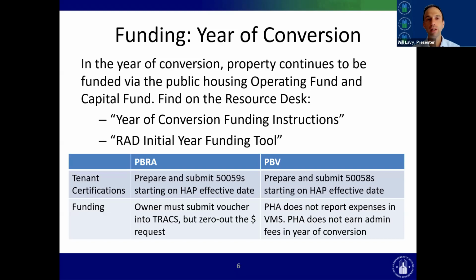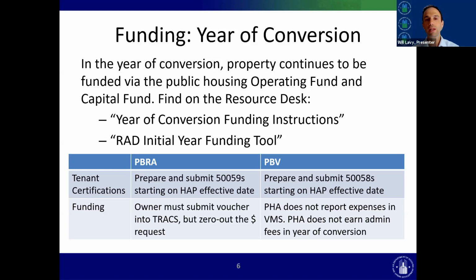We have an initial year funding tool that PHAs can use to estimate and prepare for those amounts, and we've got instructions on the RAD resource desk around how that works. Some of the key points are, even though the funding is not coming from Section 8, it's still a Section 8 property. So the tenant certifications should still be coming in according to standard PBRA and PBV requirements: 50059s under PBRA, or the 50058s under the project-based voucher program.